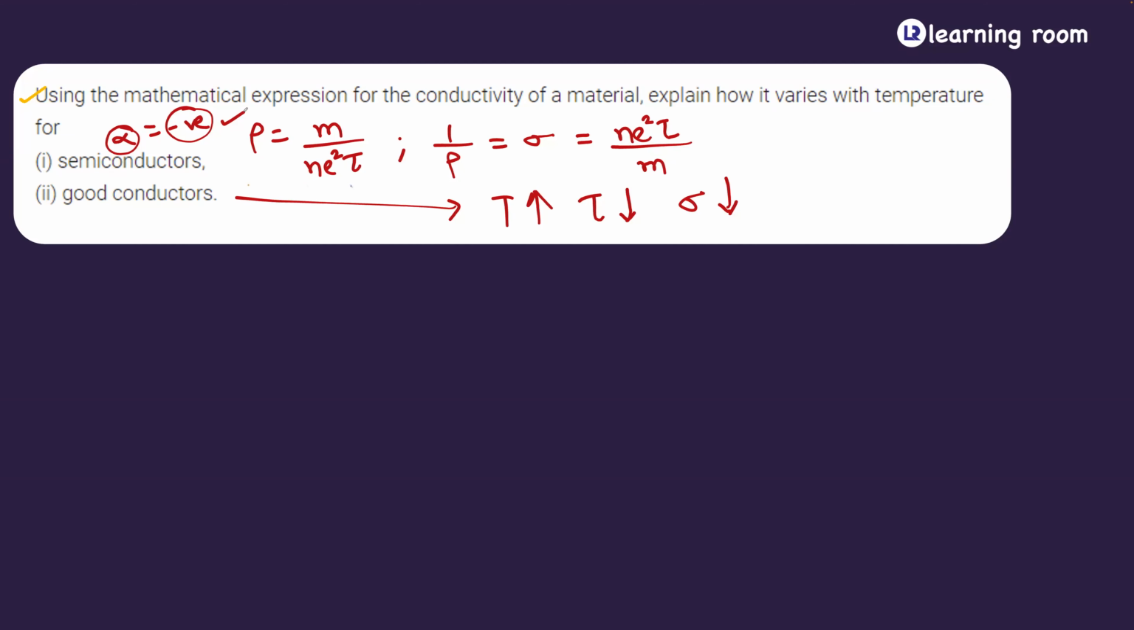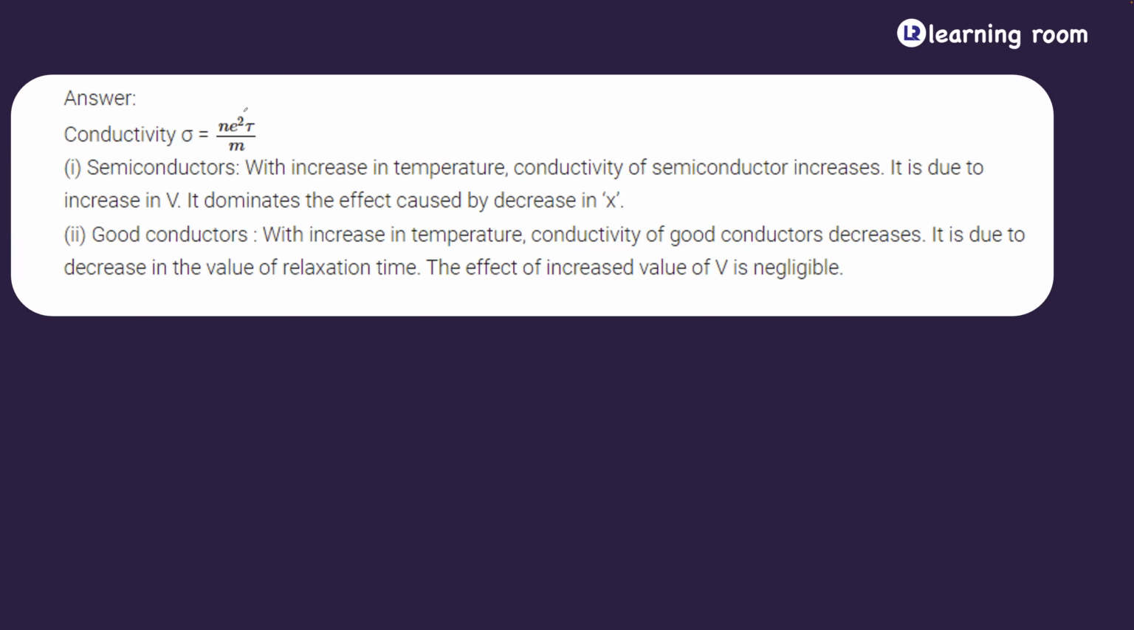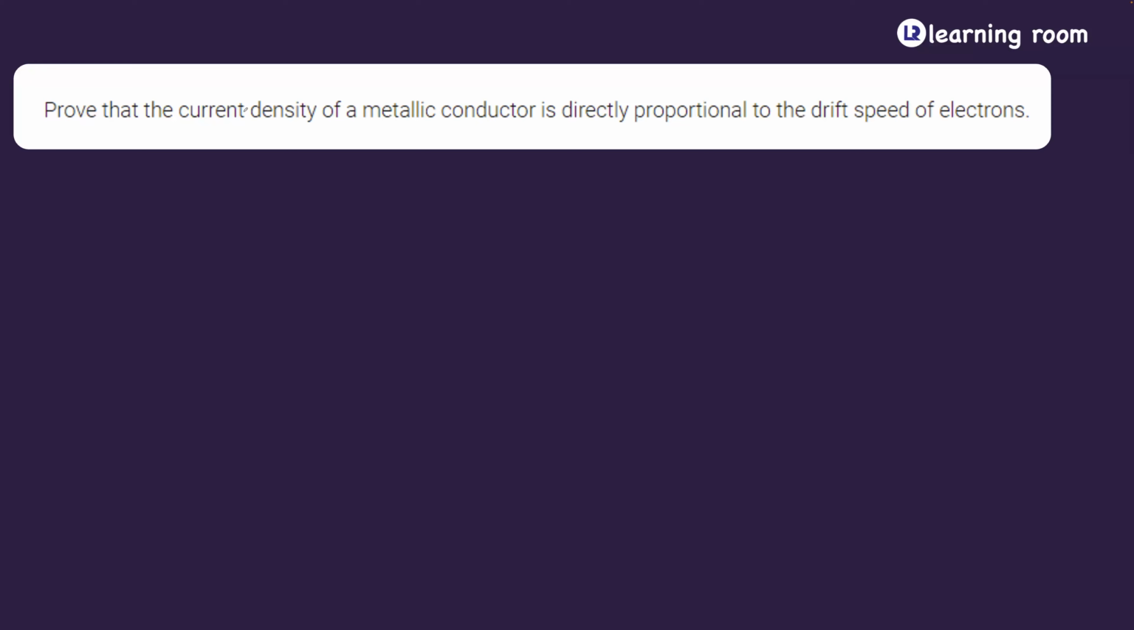Shall I proceed? The next question is, prove that the current density of a metallic conductor is directly proportional to drift speed of electrons. So you need to derive that I is equal to n e A v_d. Where will you start? From the basic definition of current.